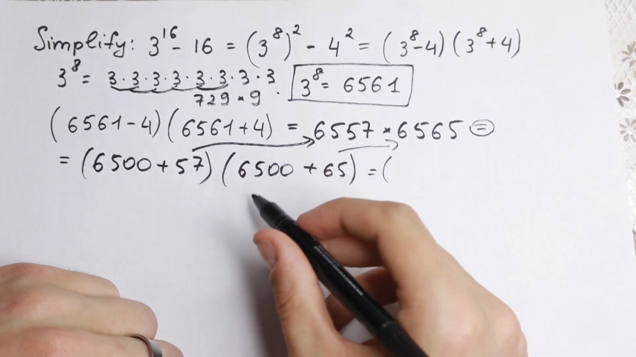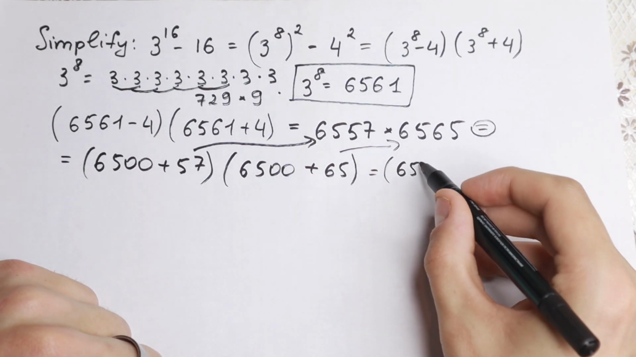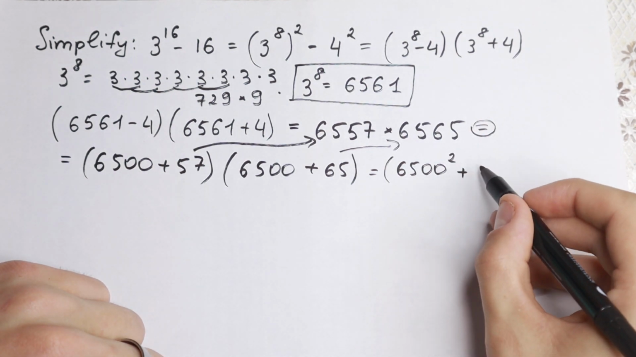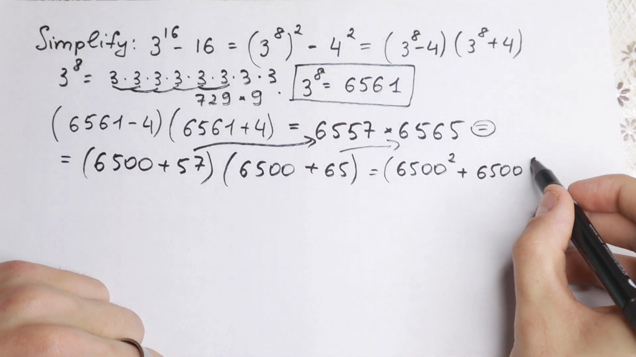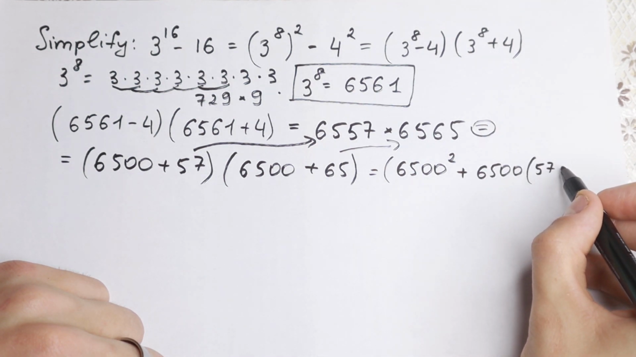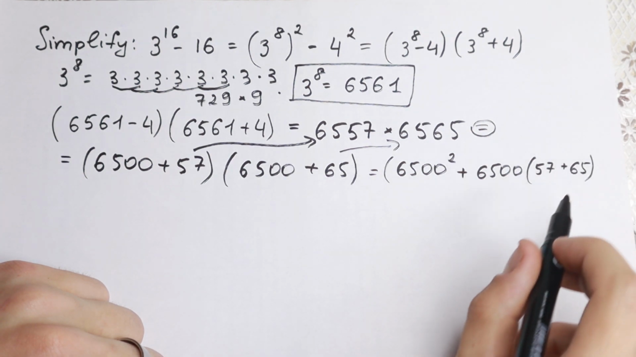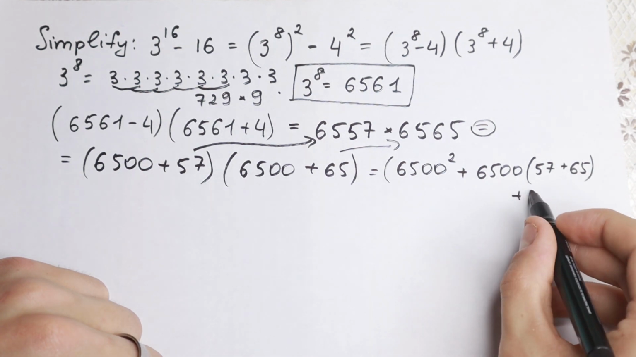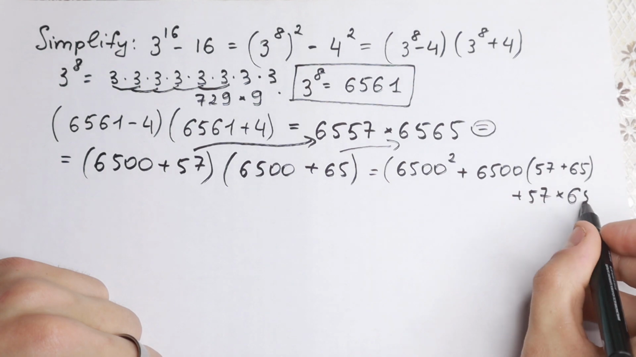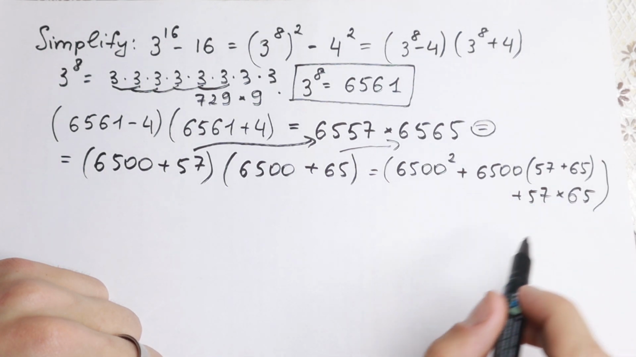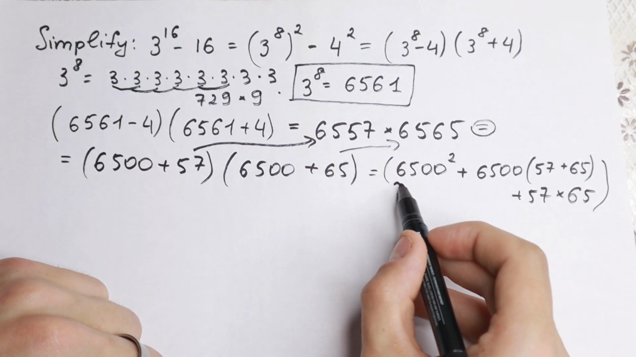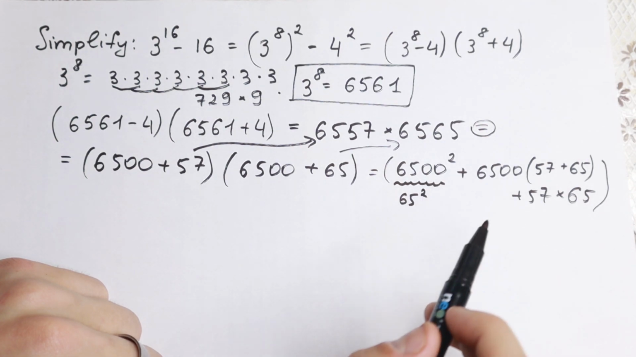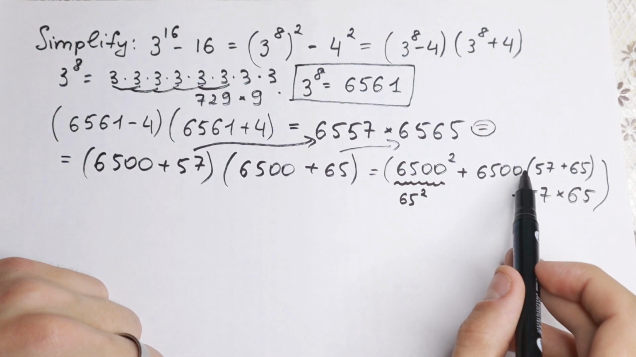So let's do this. Firstly, multiplying both same elements, we have 6,500 squared. Second, we have plus 6,500, and in parentheses we need to multiply it by 57 plus 65. Okay, and the last, plus 57 times 65. Okay, I hope you understand this step. So right now we can easily find 6,500 squared because it looks like 65 squared, and we put a lot of zeros right here.